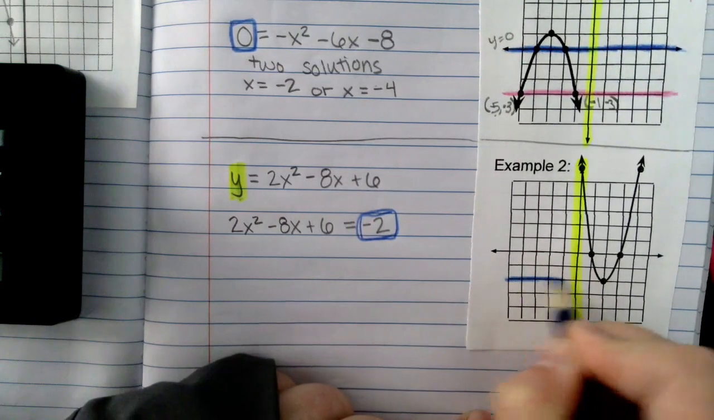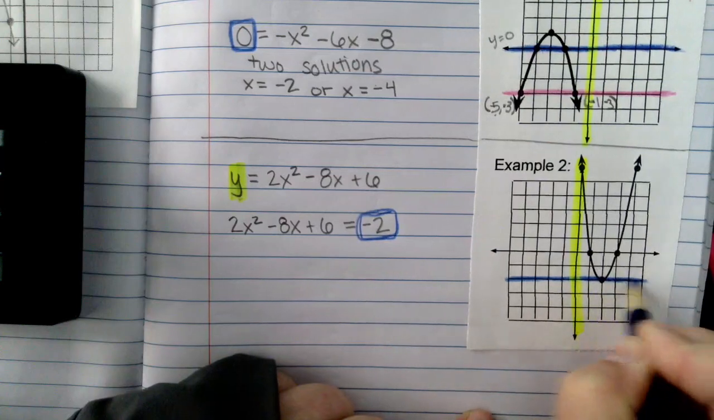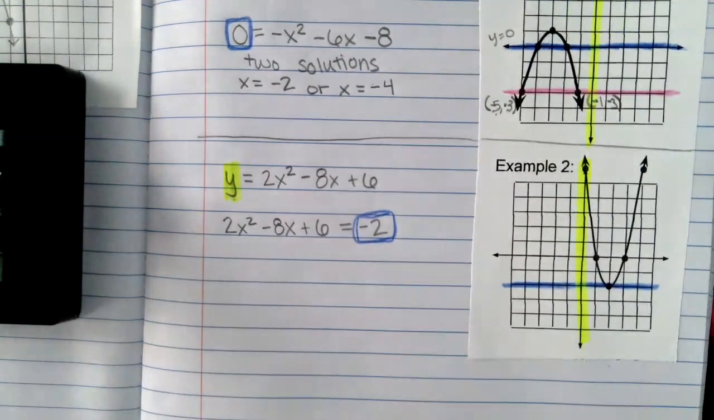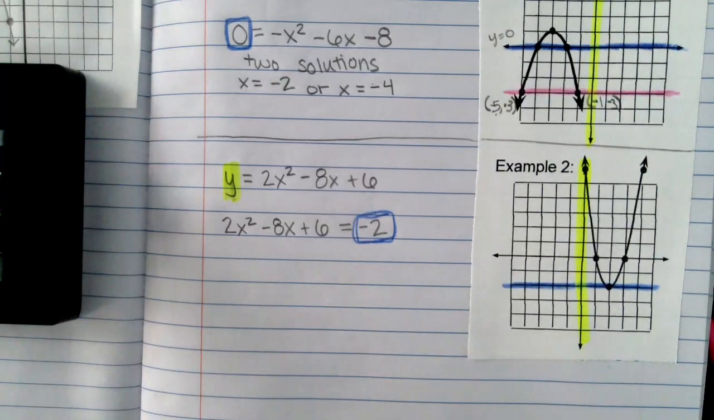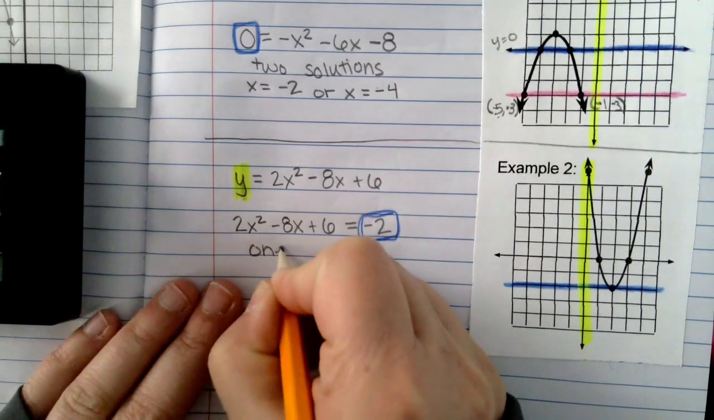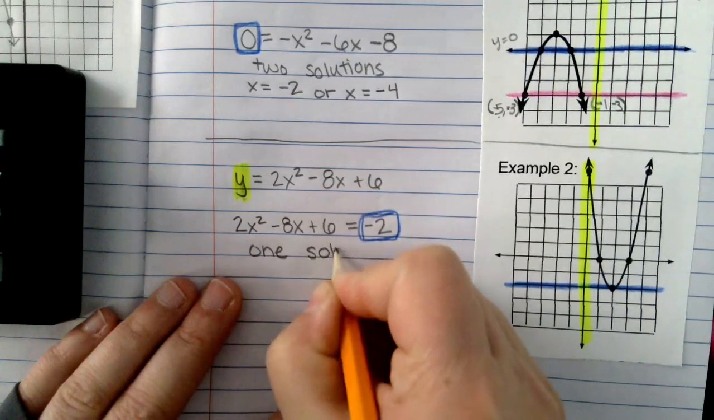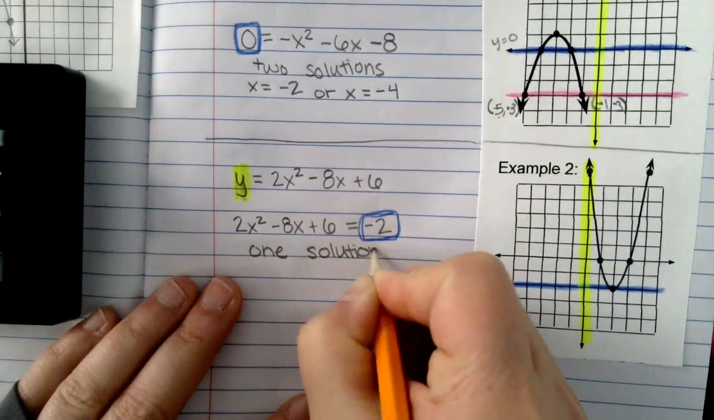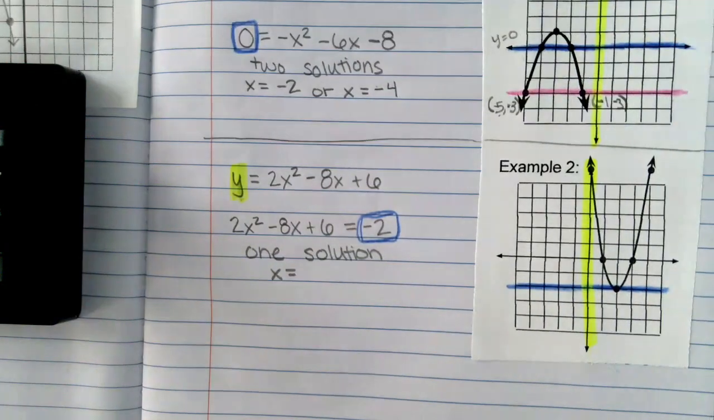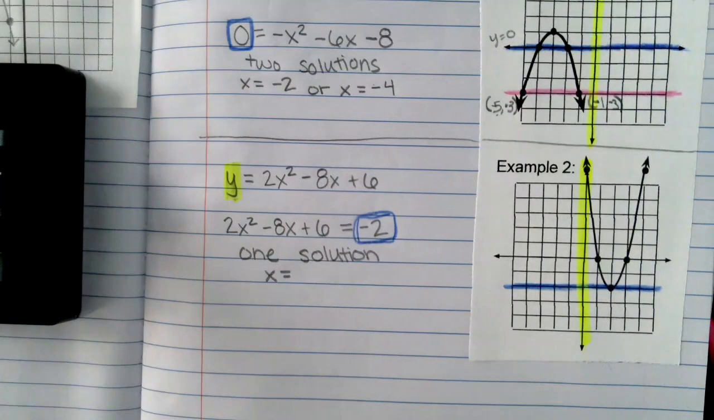Look what's on it. This time, how many solutions do we have? How many ordered pairs land on that line? Just one. So there is only one solution. So we're only going to get one x because there's only one answer. Because it only touches the graph one time, what's that one special point that touches that line?